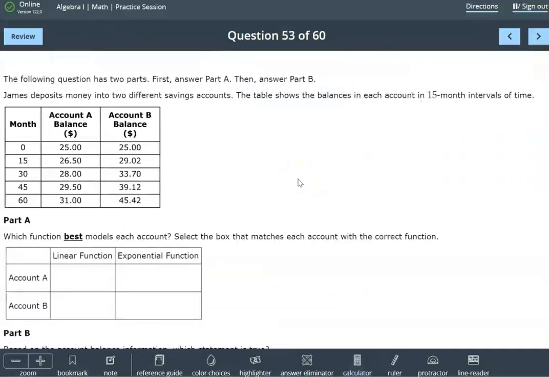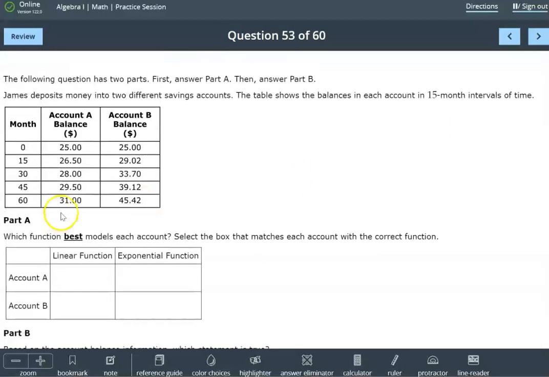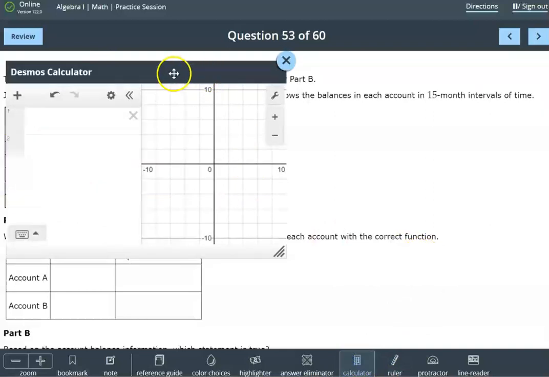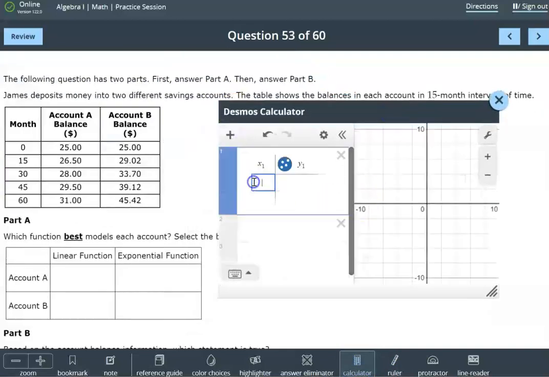The next question is, we skipped quite a few here, number 53. And this is a 2-part question, so we will have to answer both part A and part B. Here we have 2 accounts, and each account is growing. So the question is, which model best fits each? What I would instruct my students to do is to recreate this table in their calculator. So go ahead and open up your calculator and include a table.